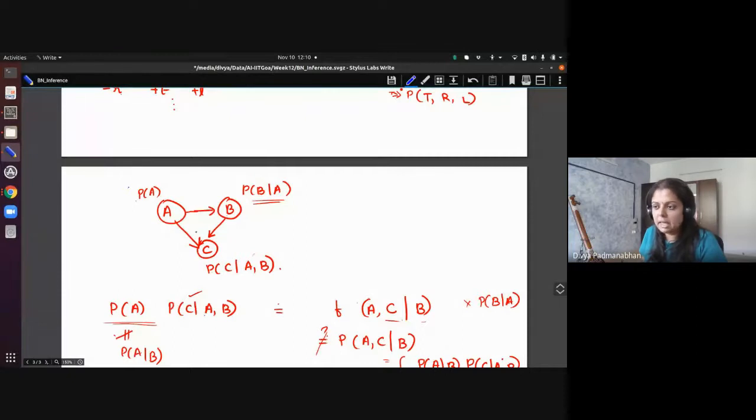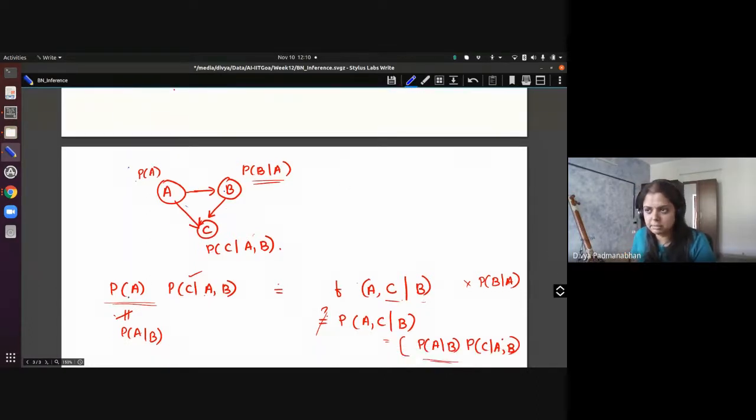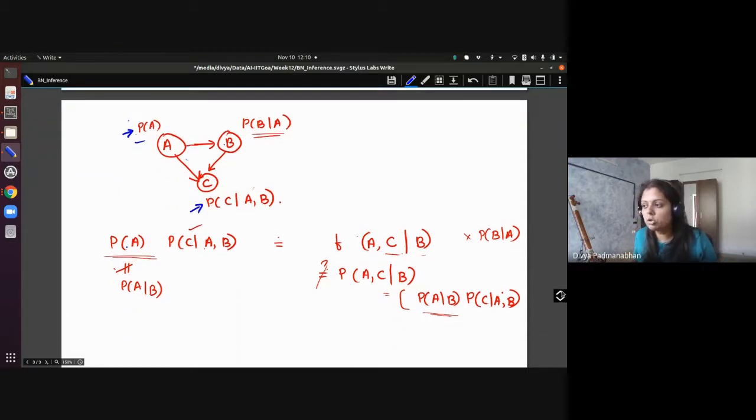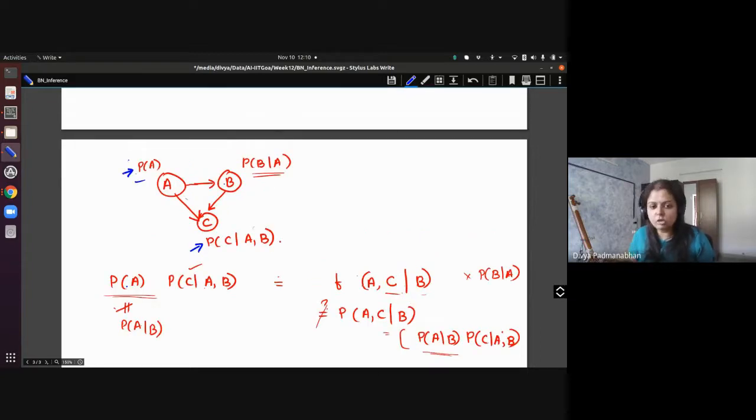There's a connection from A to B, and the parents of C are both A and B. For this kind of network, if you do a join of these two tables, P of A and P of C given AB, what you're going to get is some factor. We saw how to write the factor, again trying to mimic this conditional probability representation, but it need not always be one.